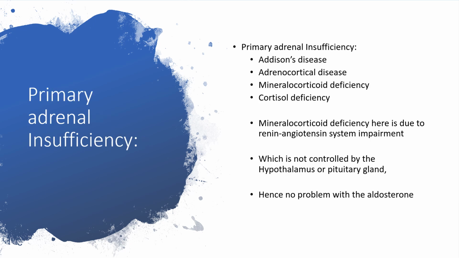Lastly, as part of the recap, primary adrenal insufficiency is otherwise known as Addison's disease or adrenocortical disease. There could be mineralocorticoid deficiency and cortisol deficiency. Mineralocorticoid deficiency is due to renin-angiotensin system impairment, which is not controlled by the hypothalamus or the pituitary gland. Therefore, no problem with the aldosterone.